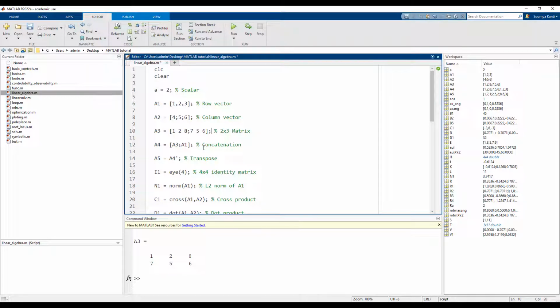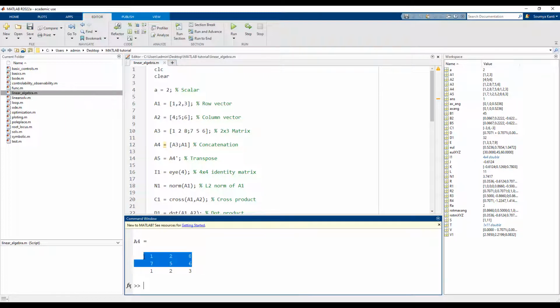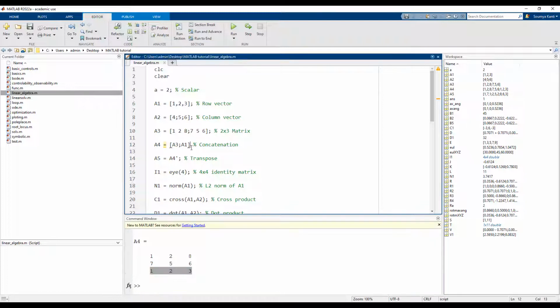We can also concatenate two matrices or vectors. Here I am concatenating A3 and A1, so A3 will be on top and A1 will be on the bottom. If I run it, you can see the top part is A3 and this is A1. But please be mindful that the dimensions of the vectors being concatenated should be consistent.